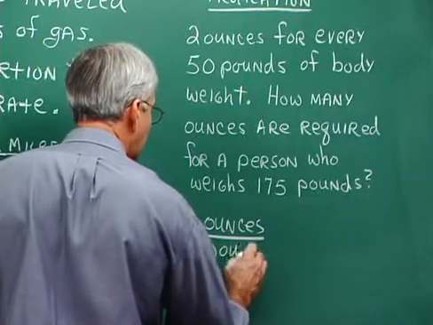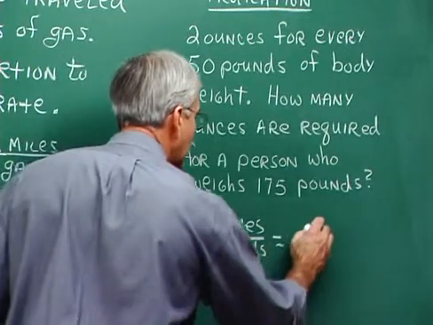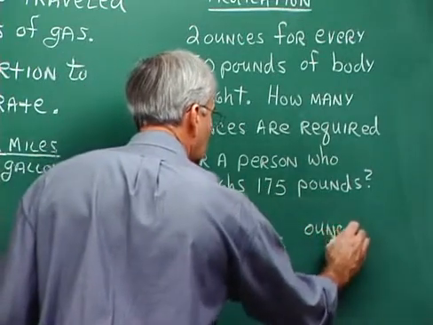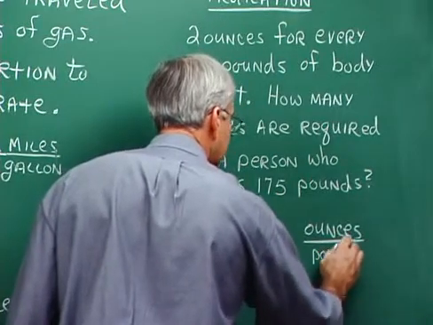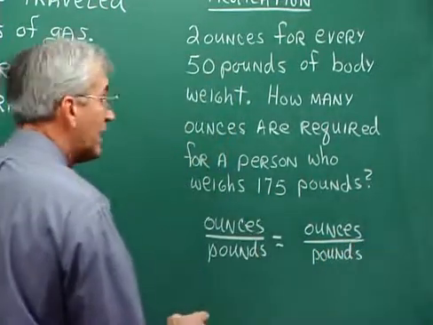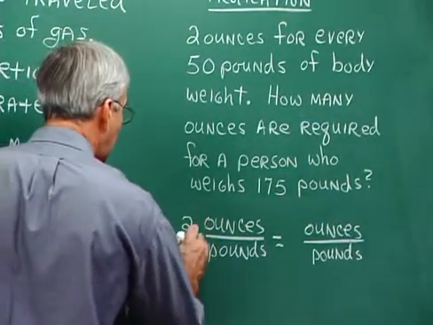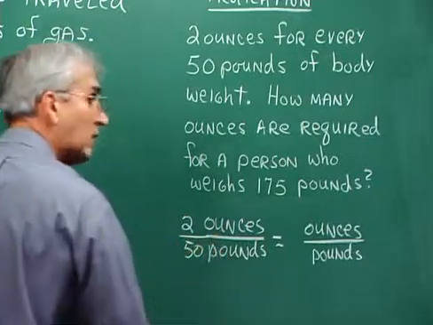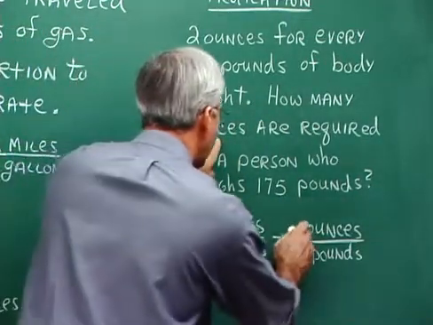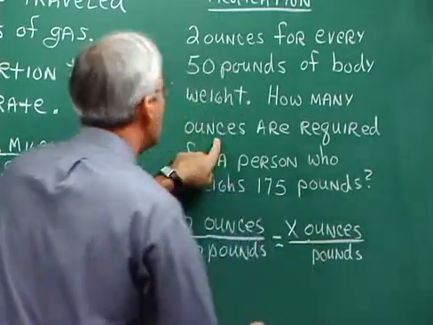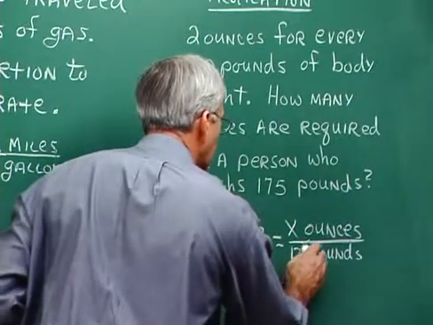If we set it up as ounces over pounds on one side, we have to have ounces over pounds on the other side. Now, what do we know and what do we want to find out? Well, we know that 2 ounces corresponds with 50 pounds. 2 ounces corresponds with 50 pounds. And we'd like to know how many ounces, some unknown number of ounces, let's call it x this time, is required for a person who weighs 175 pounds.